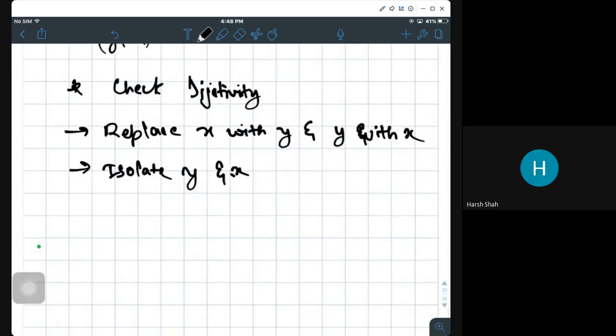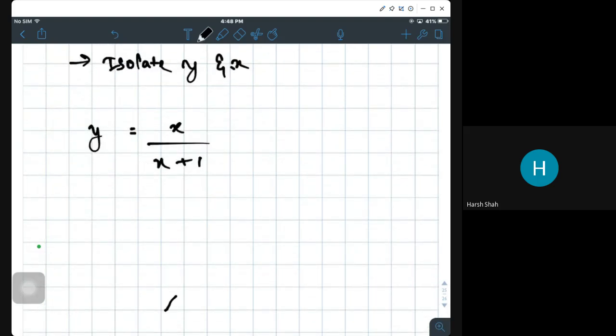I'll take a simple function and I'll show you. Let's say my y is equal to x upon x plus 1. This is one-one, and onto also, I think it is onto. Okay, that I'll leave it up to you. Check one-one and onto. After you check whether it is one-one and onto, then what you do is you replace x with y and y with x. So this becomes something like this.